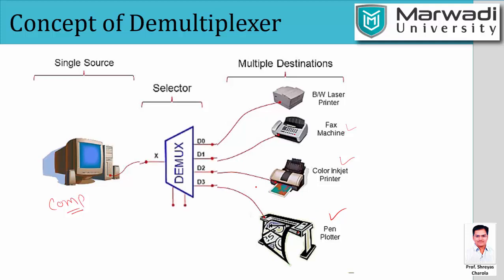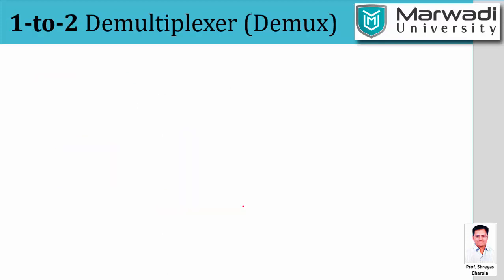Again, I need a demultiplexer here. The wires are connected to one PC, and the outputs are connected to different printers. Whether the data goes to the laser printer, fax machine, color inkjet printer, or pen plotter is decided by the selection line. If it is 0 0, the computer's data will go to the laser printer, and if it is 1 1, the computer's data will go to the pen plotter. So this is the concept of a demultiplexer, which is the reverse of a multiplexer.